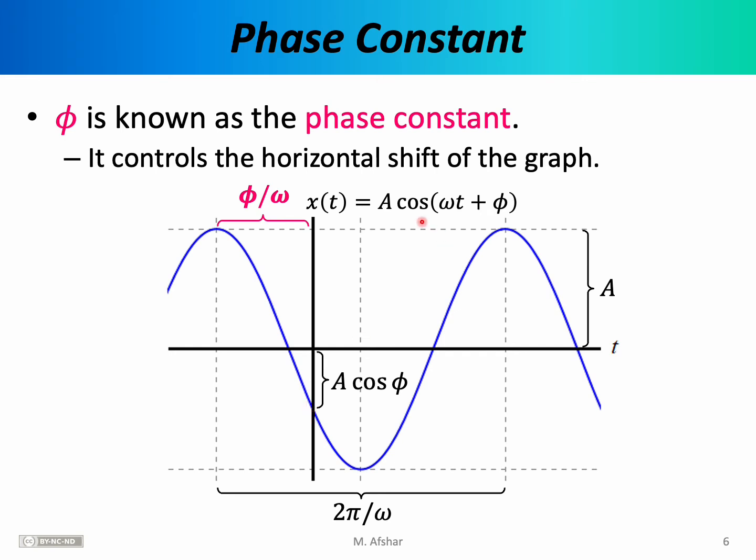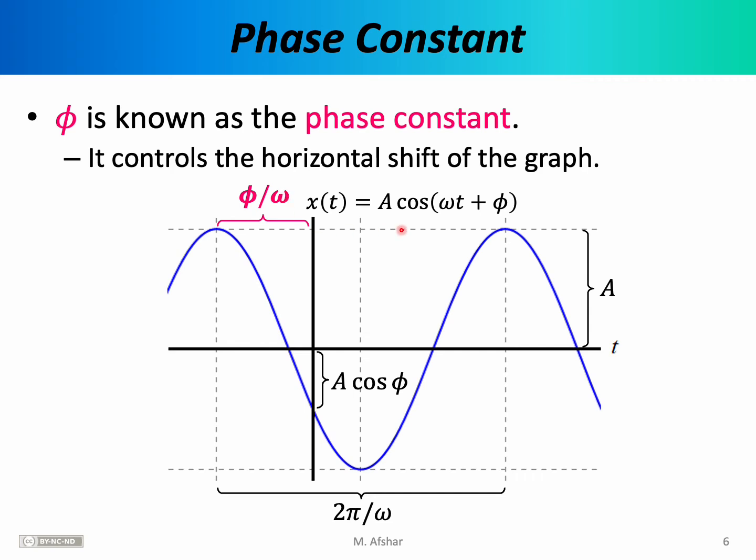A cosine function ordinarily starts at its maximum value. Looking at this blue graph here, you can see that it starts at t equals 0 down here, which suggests that the standard cosine function must have been shifted. The whole graph in this case is shifted to the left by phi over omega.